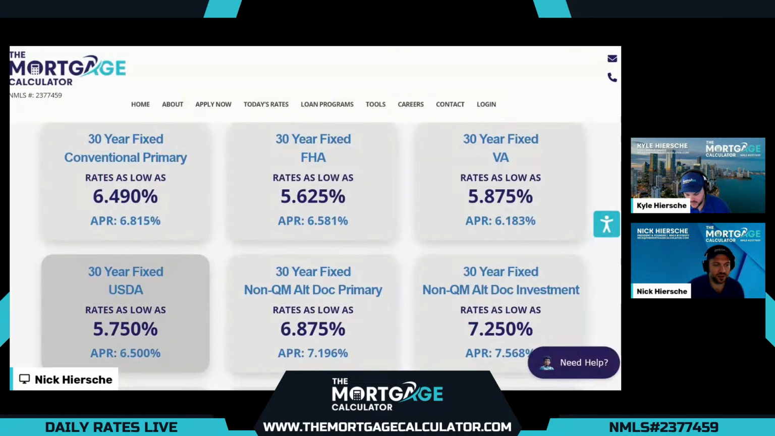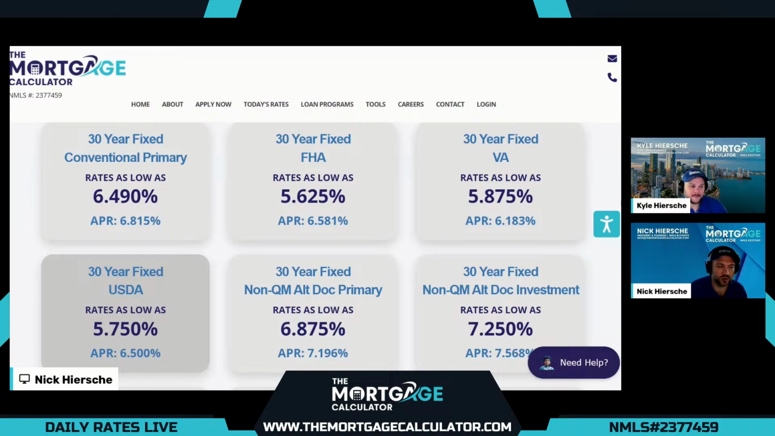And the last standard option is our USDA option. So USDA is only eligible for the properties in USDA areas, usually rural areas of the country. If the property and borrower are eligible, it's a great option to consider. Rates today for USDA coming at 5.75, and with all the fees included, final APR of 6.5.